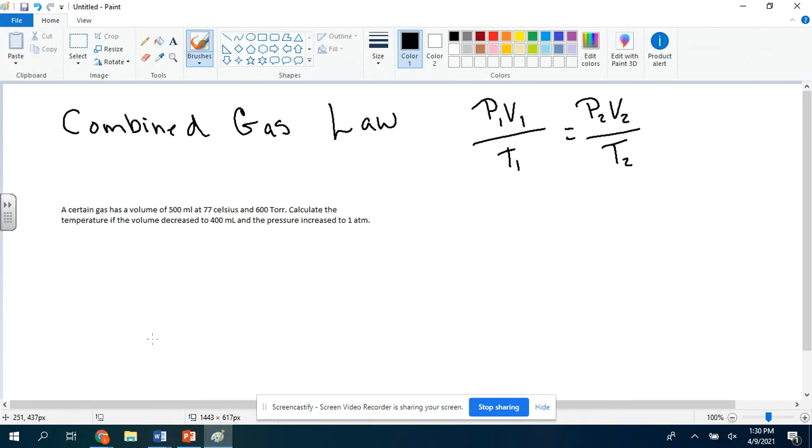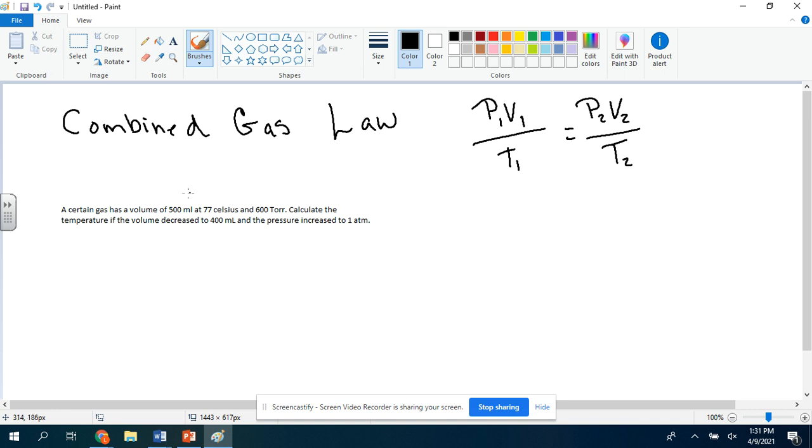Okay, I'm going to go over a combined gas law example for you. Before we left, we did the first three gas laws, Boyle's and Charles and Gay-Lussac's. This is the only one that we didn't go over besides the ideal, and we'll do that when I get back. But just real quick, I'm going to work an example.